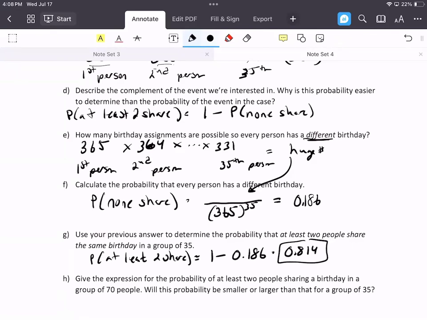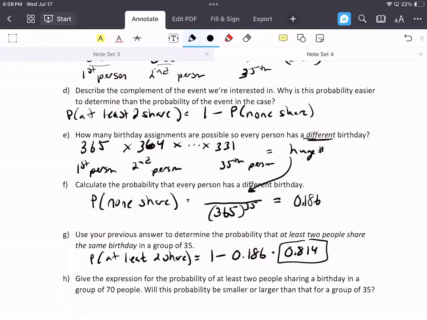Funnily enough, my department is not huge. It has probably about 20 faculty. And myself and another faculty member, our wedding anniversaries are not only on the same day, but they're actually in the same year. So it's not as crazy as one would think.